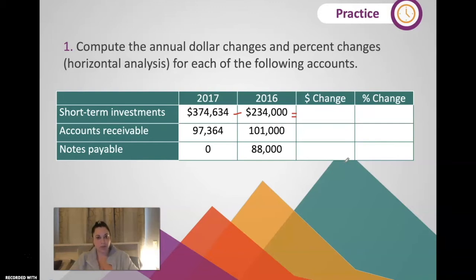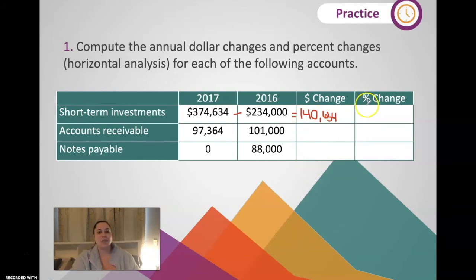So 374,634 minus 234,000. I got 140,634. Sorry, I'm using the trackpad on here, so the writing is not so fluid, so bear with me in the horrible handwriting up here. But it's 140,634. That's how much it's changed from year to year. It's gone up. If it's a negative number, make sure you show that it's negative. But we can see from here that short-term investments have increased.